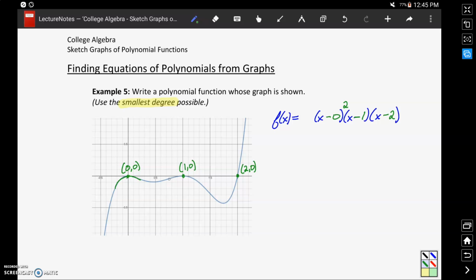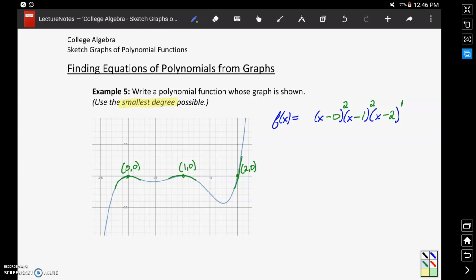At x equals 1, again, our function touches the x-axis and then turns away. So we would want the smallest even multiplicity we could apply. And then at x equals 2, our function actually crosses over the x-axis. So our smallest odd multiplicity would be a multiplicity of 1.